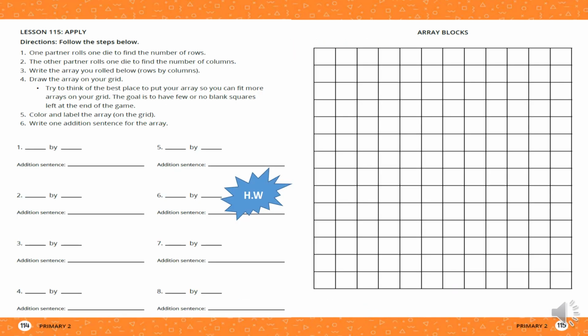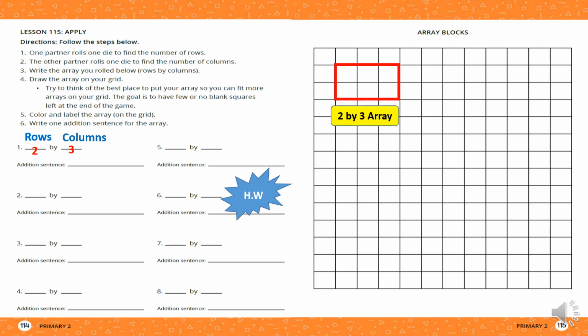Lesson 115, the apply part. I'll give you some arrays and we will represent it on the next page. The first array, 2 by 3. It has 2 rows and 3 columns. Okay? 2 by 3 means the first number is the number of rows while the second number is the number of columns. So we will draw array that has 2 rows and 3 columns. Don't forget to write the name of array, 2 by 3 array.